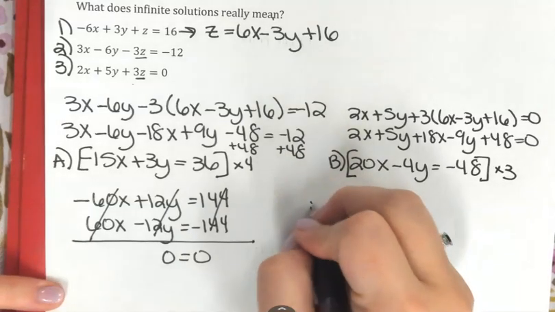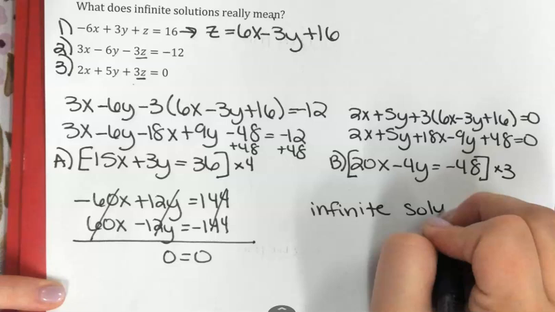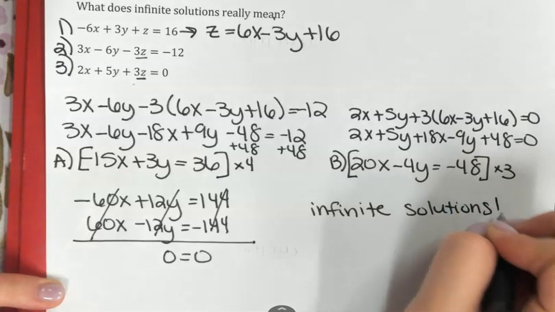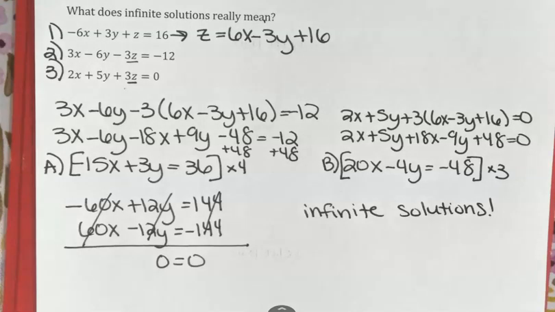This means my answer is going to be infinite solutions. But what does that really mean? So when we had infinite solutions with 2 variable systems, that meant they were the same line. So with a 3 variable system, that means they are the same plane. But I want you to tell me, okay, what is a point on that plane?